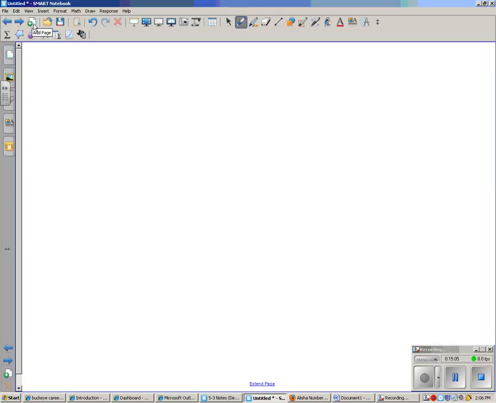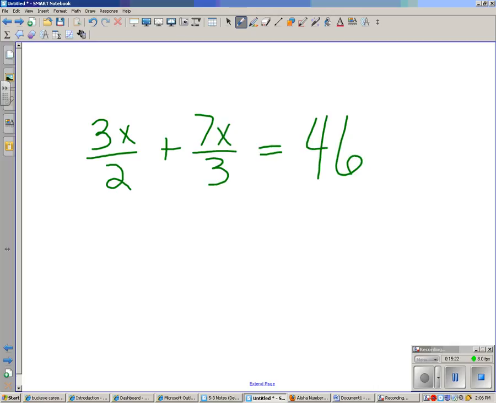Well, you do one that's on your homework. That way one of them's done for you. 3x over 2 plus 7x over 3 equals 46. Now, not 2, because that's not going to get rid of the 3. Yes, the lowest common multiple. So, in 2 and 3, the lowest one is 6. So I'm going to multiply the entire thing by 6.